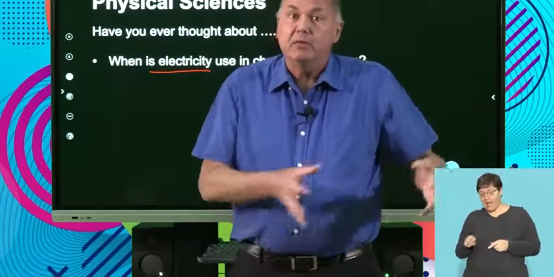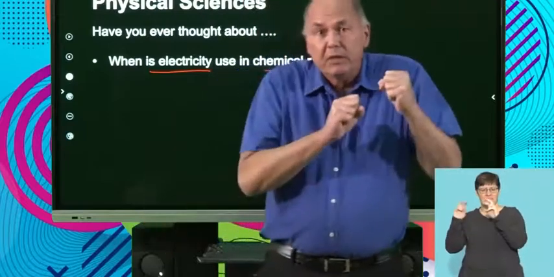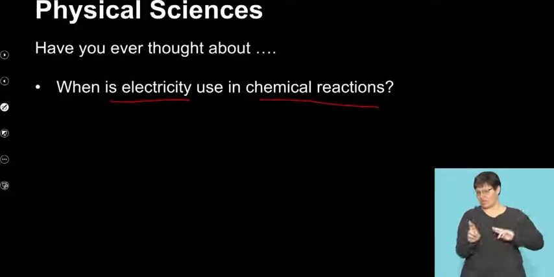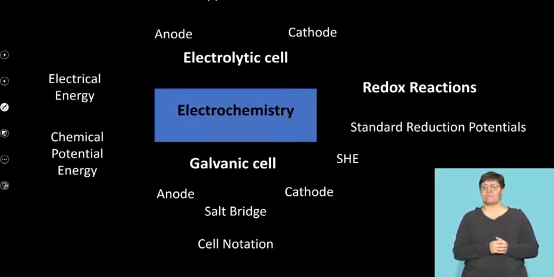We're not talking about the galvanic cell where we used chemicals to make electricity. Now, where can we put in electricity and get a result of a chemical reaction? Think about it. And as you do, we'll go to our overview.